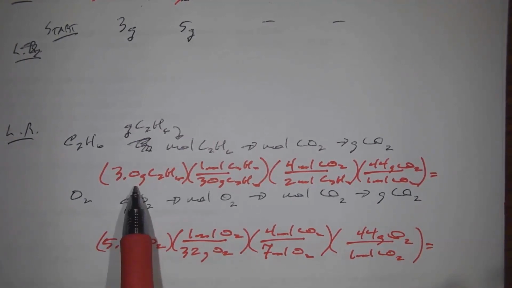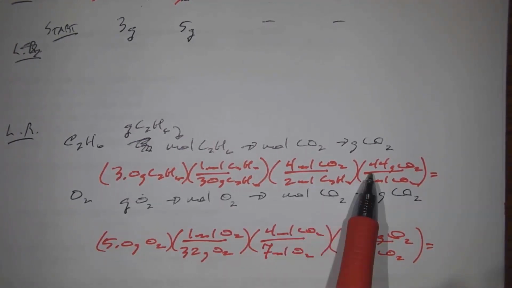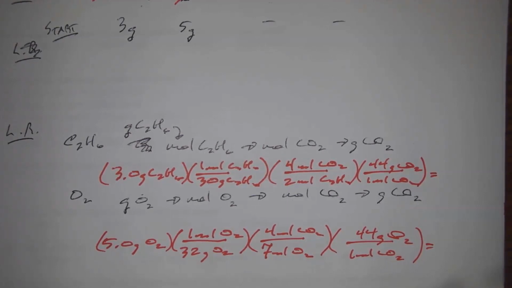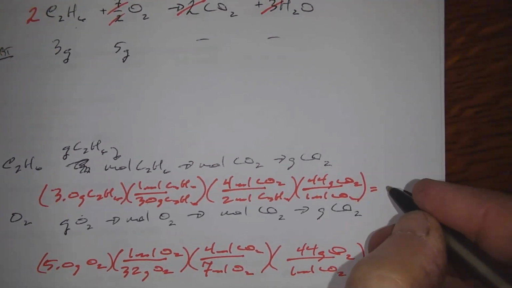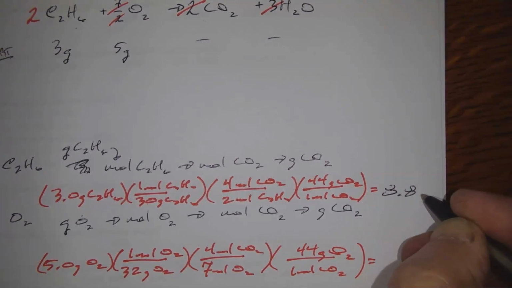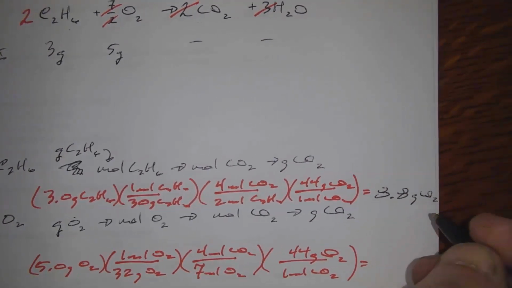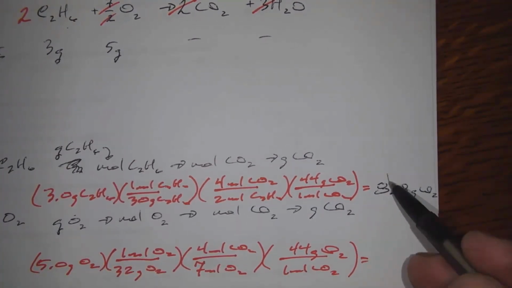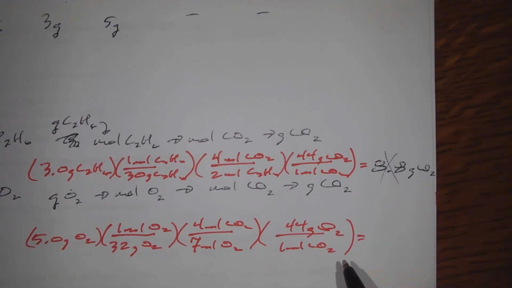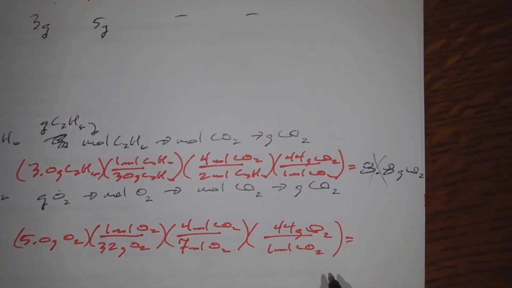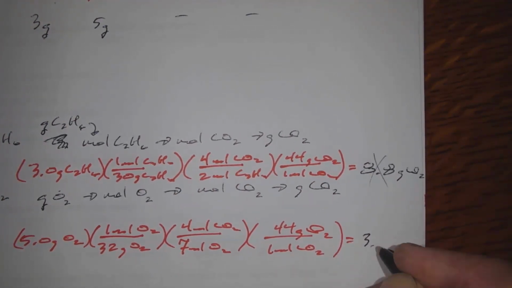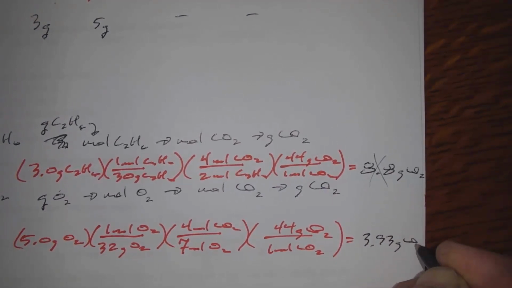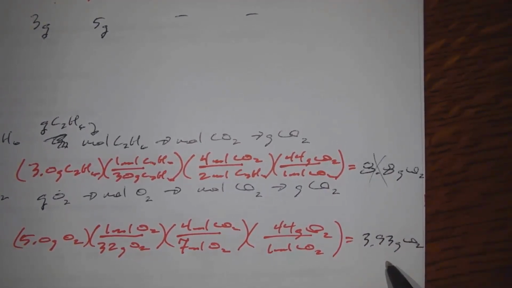But doing the calculation, 3 grams divided by 30 times 4 divided by 2 times 44 appears to give me, what do we got there? 8.8 grams of CO2. Recognize that I only had 3 grams and 5 grams of stuff to start with, so I know that's not possible. The second one, when I do that calculation, I get 3.93 grams of CO2. So that's certainly my answer.